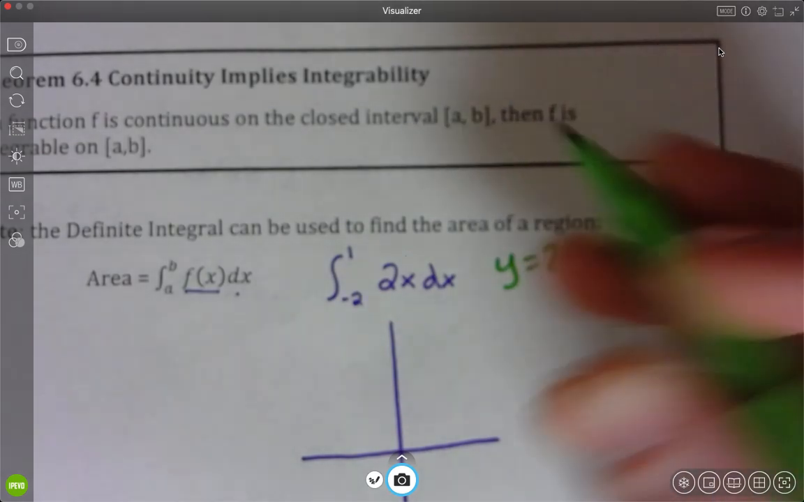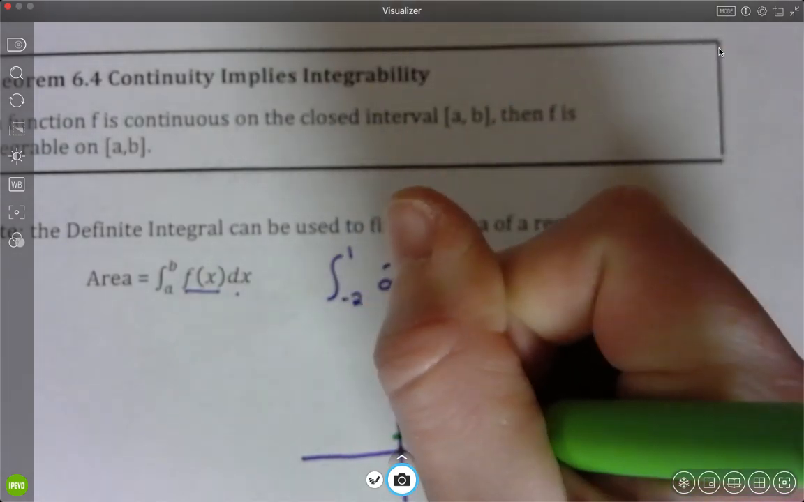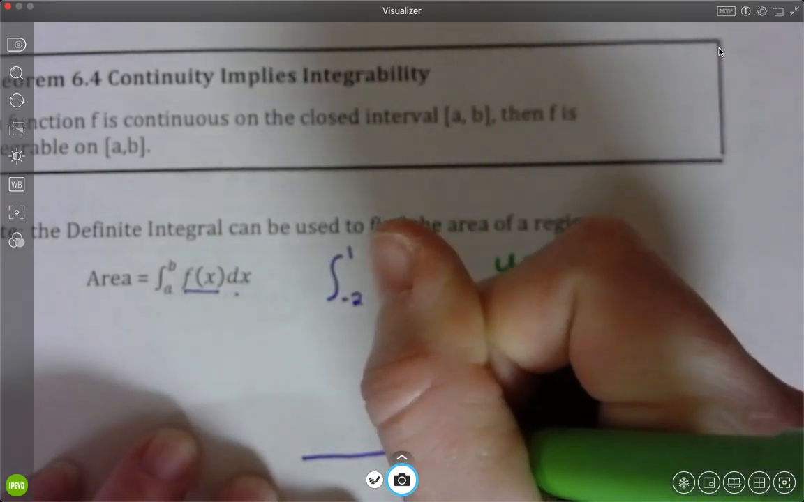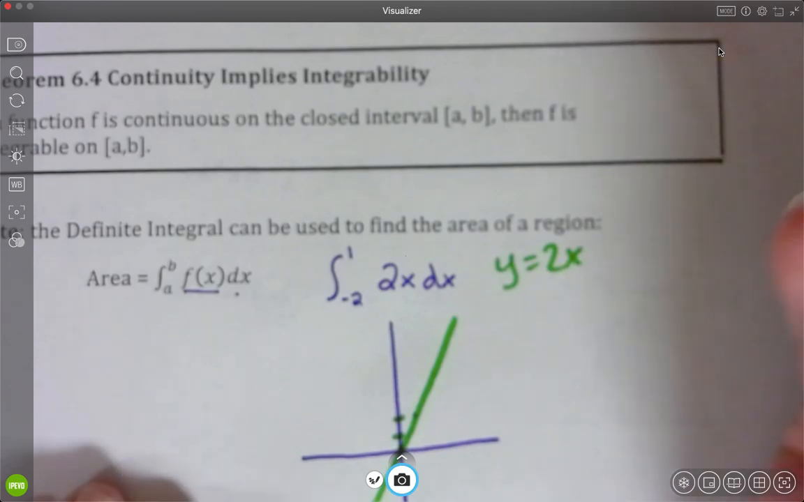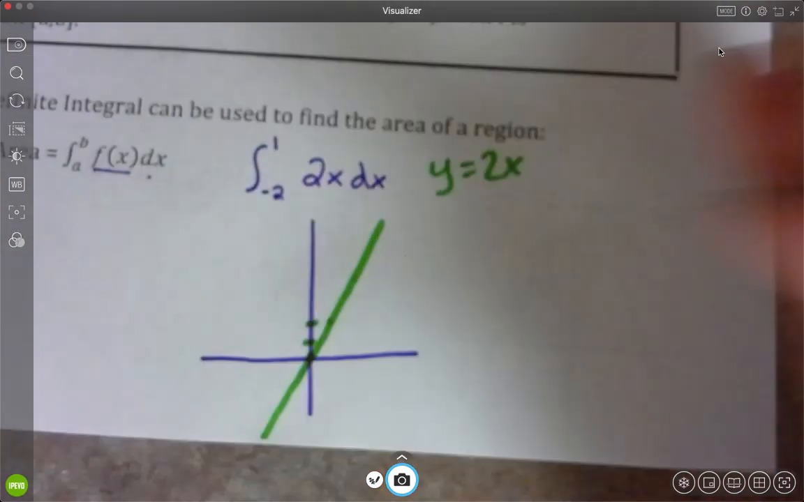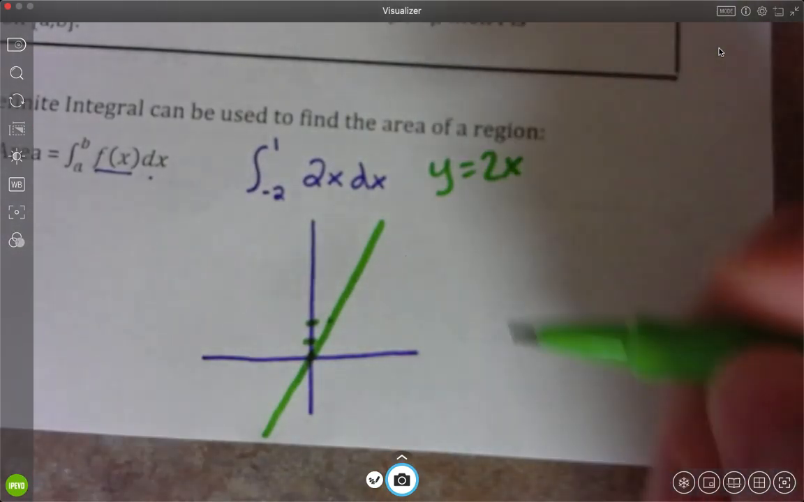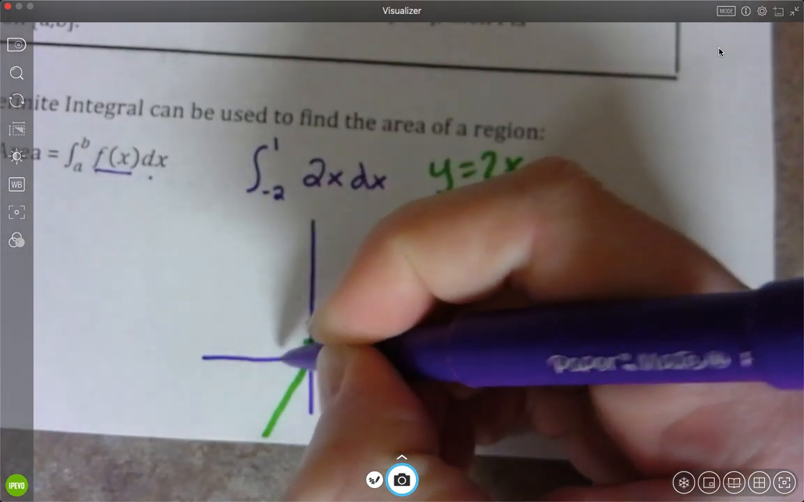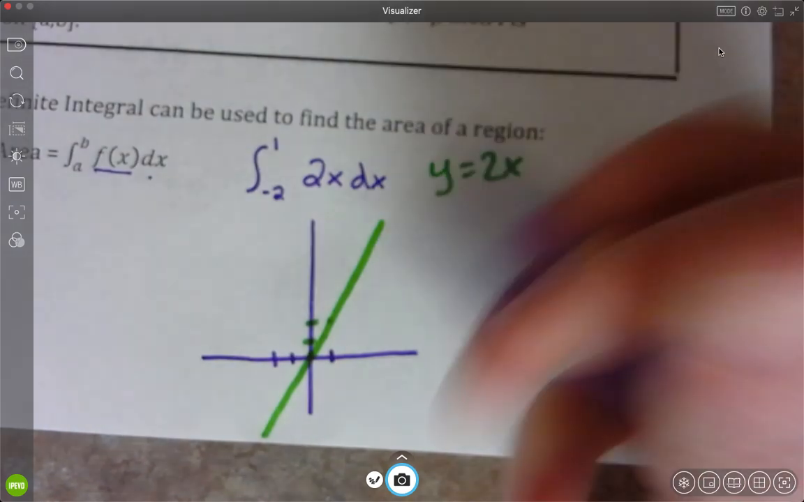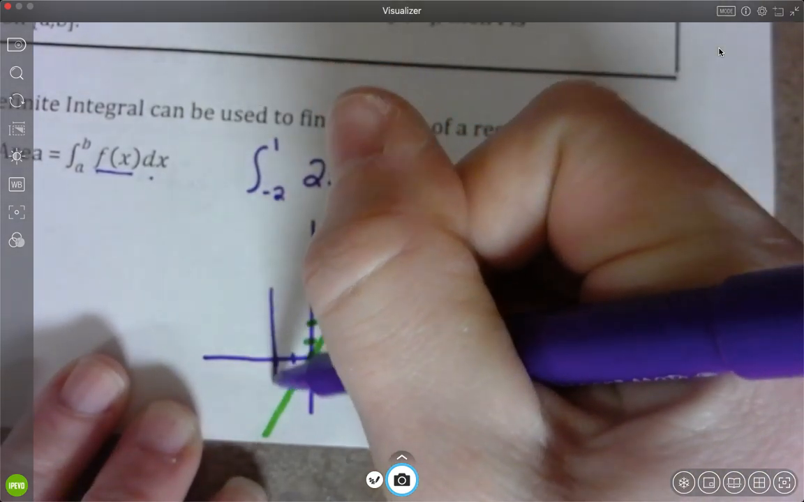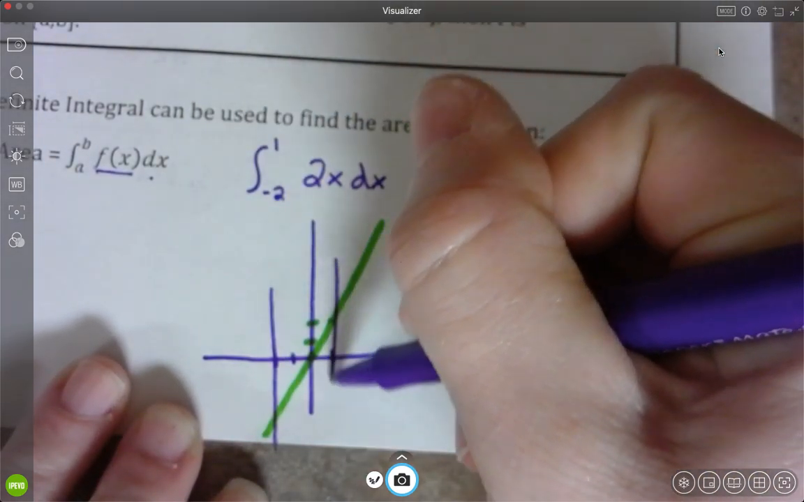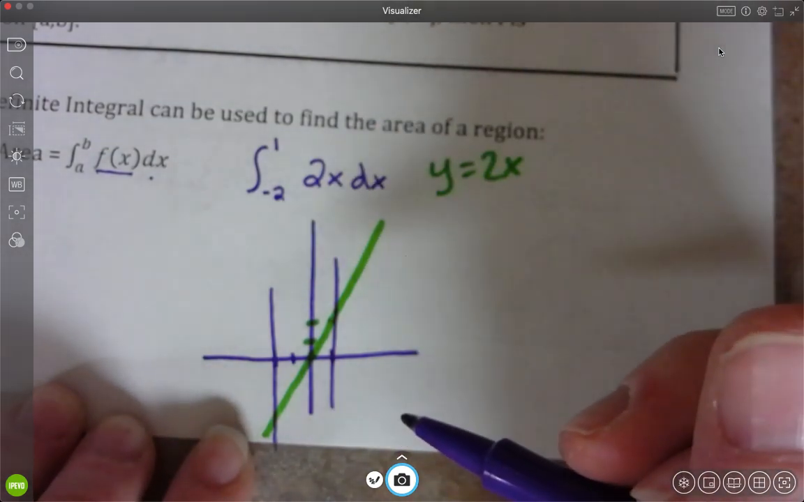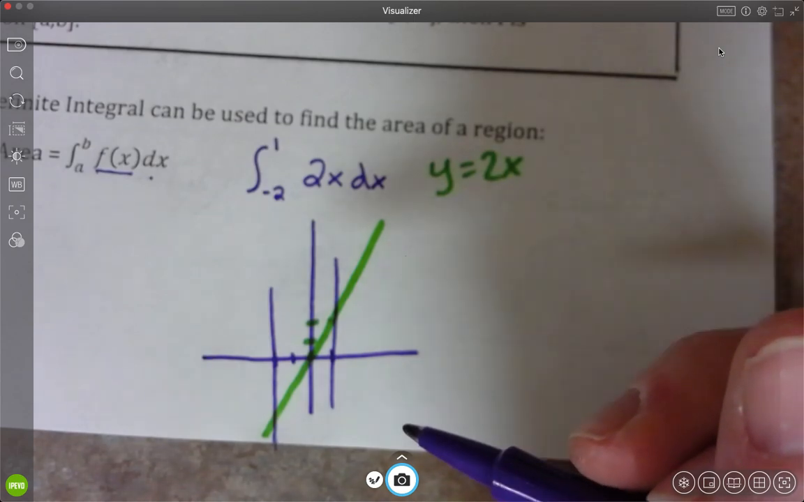I'm going to start at 0, and I'm going to go up 2 over 1. That's what the function does, up 2 over 1, up 2 over 1, or down 2 to the left 1, so it's this line right here. And what I'm trying to do is find the area of that function between -2 and +1. So if I mark off -2 here, and +1 here, I'm basically trying to find the area in between those two that's bounded by the x-axis and the line.